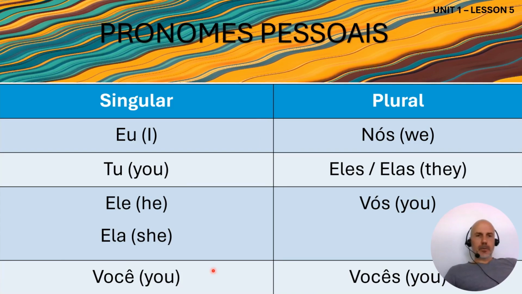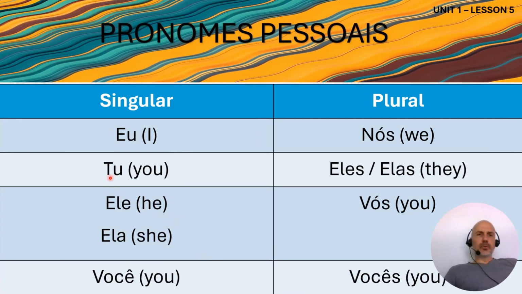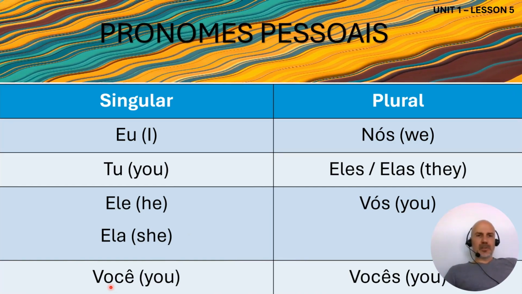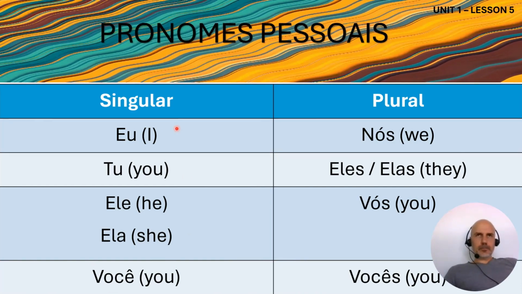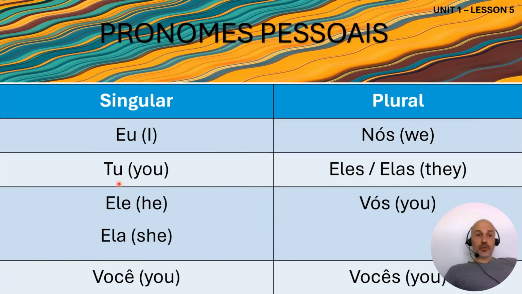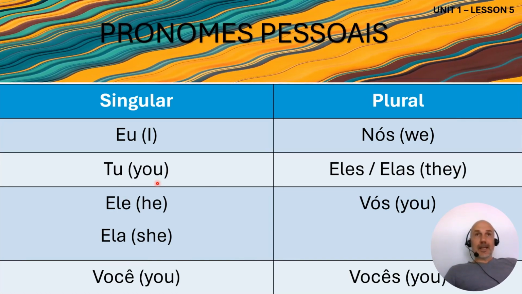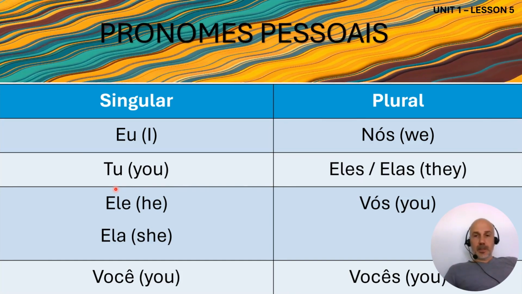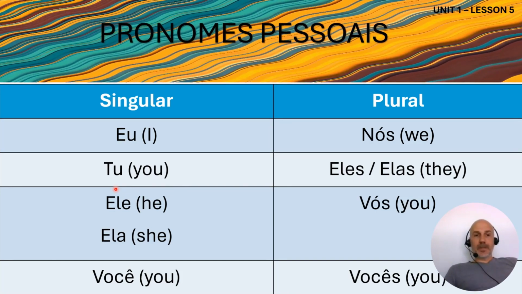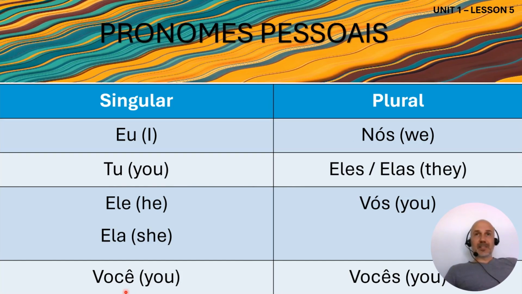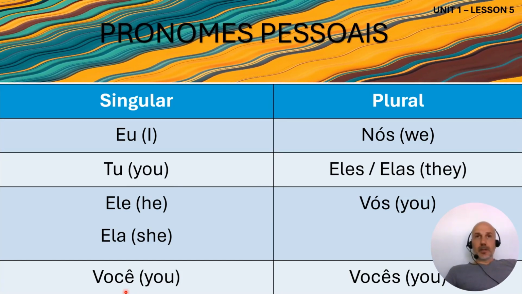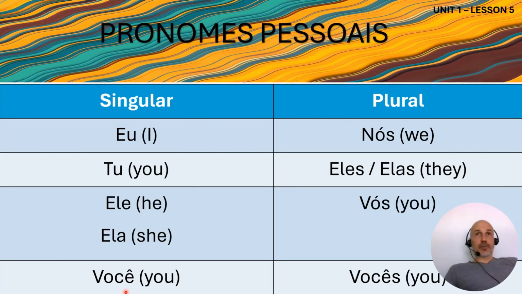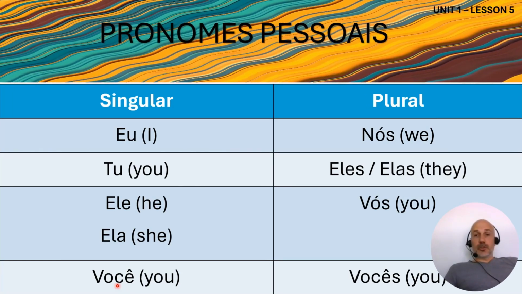So the question now is, if tu means you and it's singular, why do we have você that means also you and it's singular? The difference is that we use tu for you informal, okay? So we use tu with family and with friends, people that you know well. And then we use você, it's you, singular as well, with people that we don't know so well, okay? So like in a professional context, you should use você.